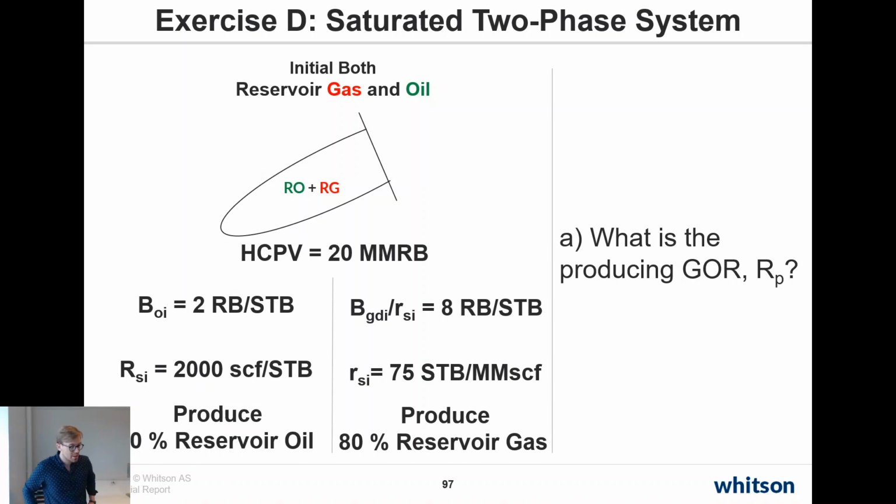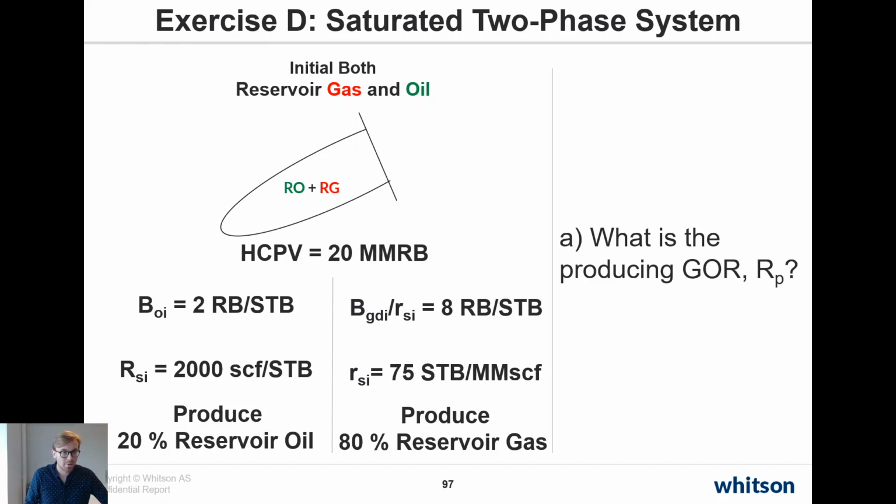Now we're going to increase the level of complexity one step more, and that's to do exercise D, where we're actually producing from a two-phase system down in the reservoir. I'll just have to reduce this a little bit to get all the numbers.